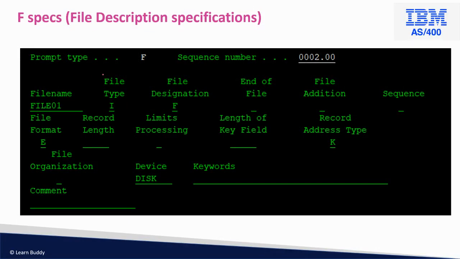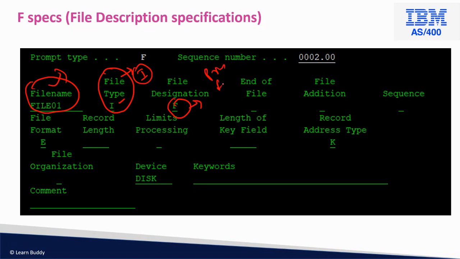So this is the F specification in the AS400, where you give the file name and file type. Here you specify what type of operation you want to perform on that file. Here I use I, which means it is only an input operation: I can only read records from the file. I cannot update the file, and I cannot insert new records into the file. And the file designation is F, meaning fully procedural. As we discussed, here you can mention whether it is a primary file or fully procedural.